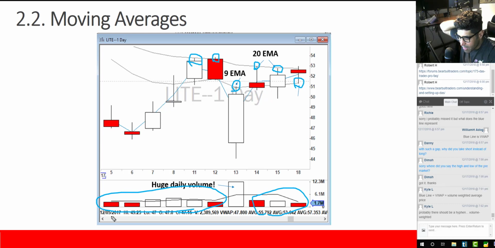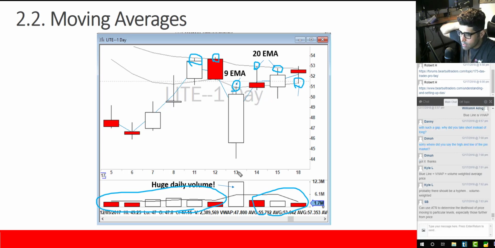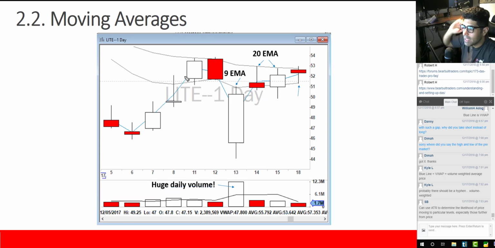But on this specific day, I think it's December 13, 2017. The stock gapped down heavily, closed at 51, opened at 45, and then went back up and bounced back from that moving average. So that's really something that I wanted to pay attention to.